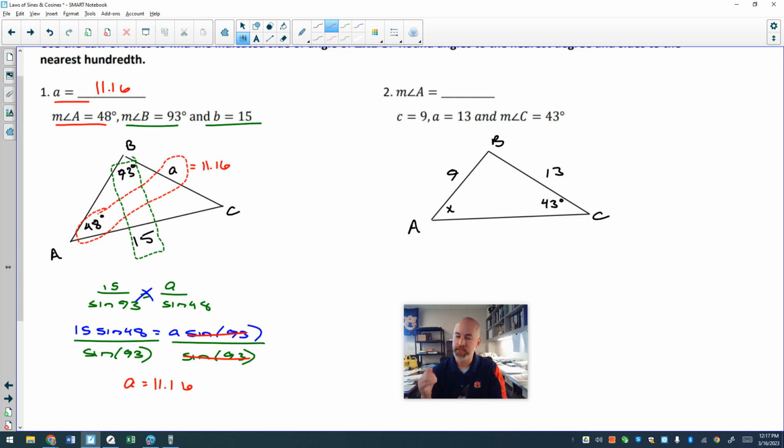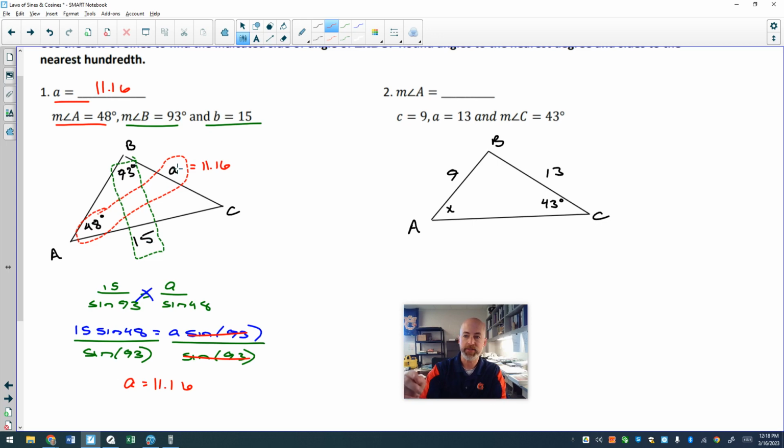Okay, and then one thing I'm going to do before I move on to the next question, I want to make sure my answer is just reasonable. This doesn't guarantee that it's correct, but I noticed that my angle 48 degrees is less than 93 degrees. Therefore, the side opposite 48 should be less than the side opposite 93. And I did get that. That doesn't guarantee that you are correct, but at least it's reasonable.